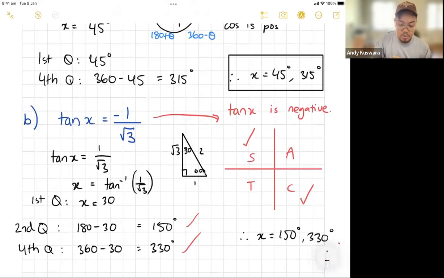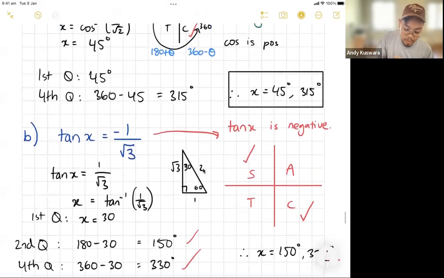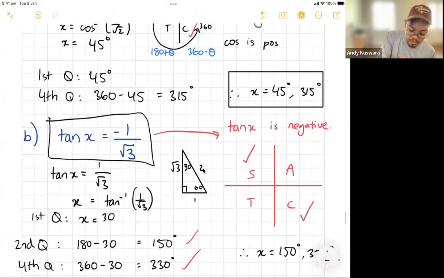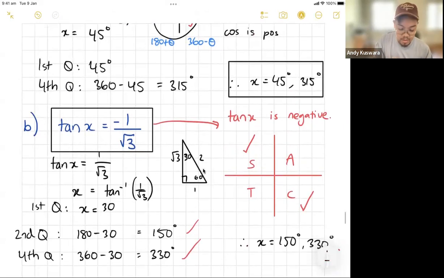If you are completely unsure, go back to your actual equation and type in tan 150 and type in tan 330. It should give you the exact same thing as whatever the value of negative 1 on root 3 is. Okay, that's a good way to check. Substitute your answer back in and show that the left-hand side equals the right-hand side.